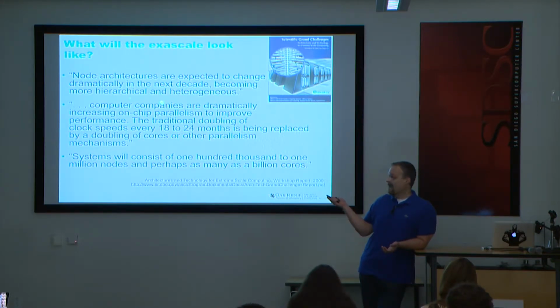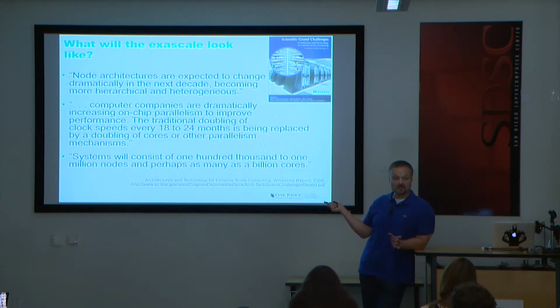And they'll be hierarchical, especially in the memory subsystem. So there will be some cost to getting an operand out of local memory, and then there'll be a higher cost for getting an operand out of memory that's more remote. And you'll have to manage that. Somebody's going to have to manage that memory. Computer companies are dramatically increasing the on-chip parallelism to improve performance.